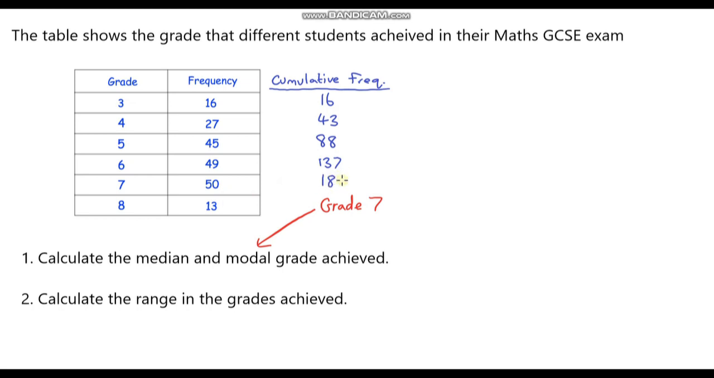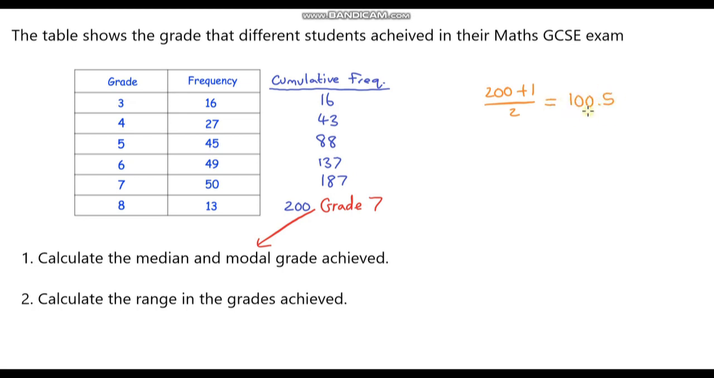Plus 13, I don't think I'm going to fit this in, I'll put it over here. That takes us to 200. And now we've got our cumulative frequency column. We can calculate the median, or first of all, the position of the median. So we've got 200 in total, 200 students. So the position of the median, well, we add 1 and divide by 2. So 200 plus 1 divided by 2, and that gives us 100.5.